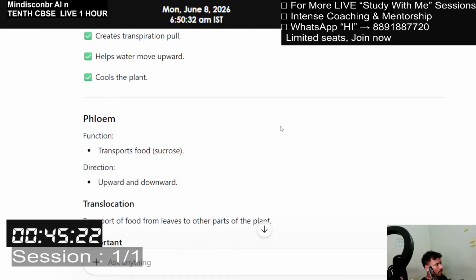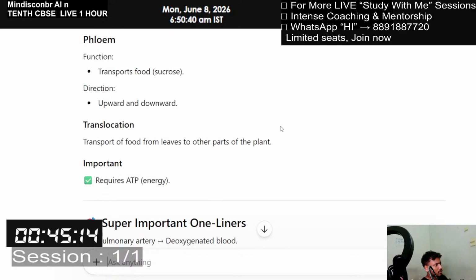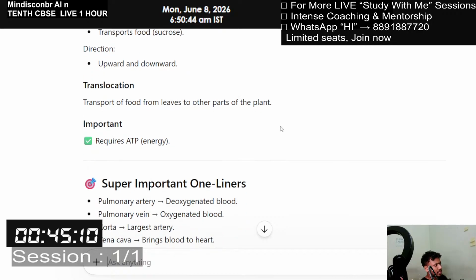Phloem. The function is to transport food as sucrose. Direction: upward and downward. Translocation: transport of food from leaves to other parts of the plant. Important: requires ATP or energy.